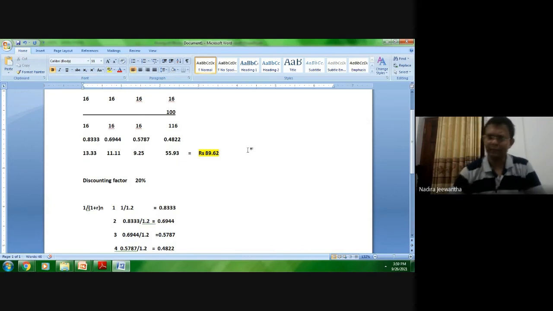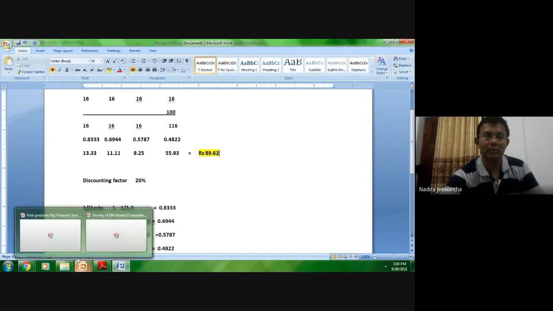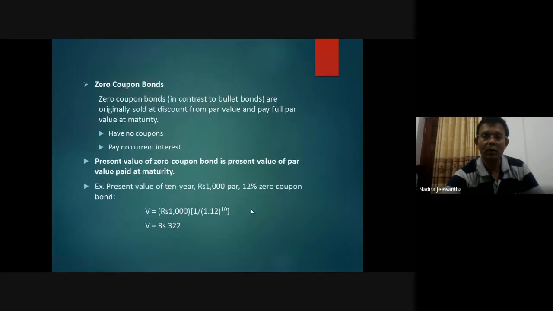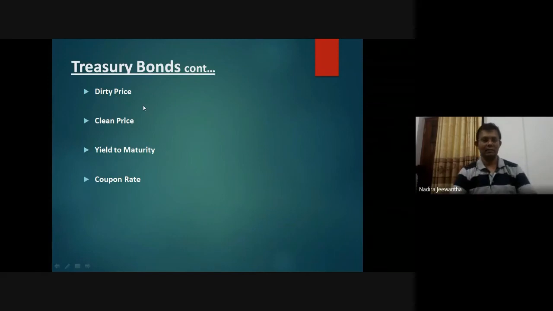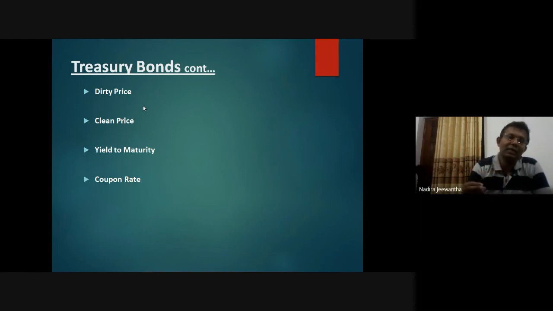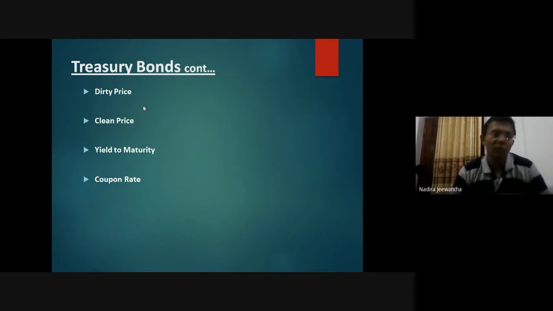Understand this? Now, what is this price? This is below 100, meaning this particular instrument is trading at a discount. This price we call the dirty price. What do you mean by dirty price? The price we calculate for bonds, the answer we are getting, is the dirty price. The dirty price is the clean price plus accrued interest. The answer we get by calculating the treasury bond is the dirty price. The dirty price comprises the clean price and the accrued interest.